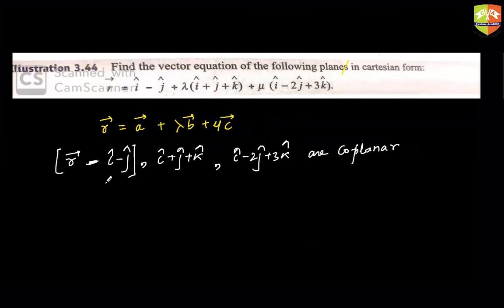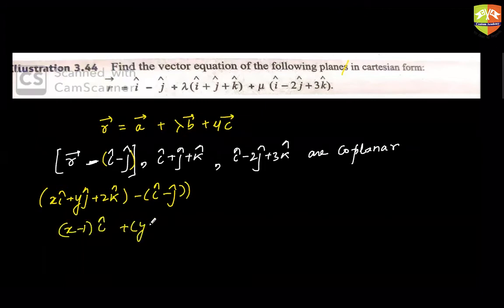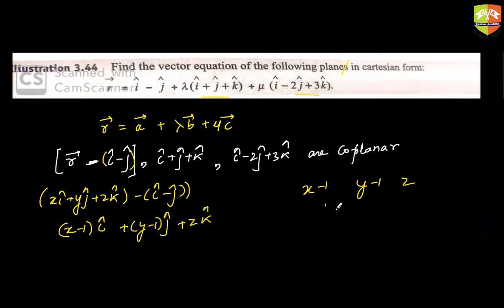So R minus A vector is coplanar to B and C. That's what I'm trying to say. So R minus A, when you write it, you can write it as X I plus Y J plus Z K minus (I minus J). When you open the bracket, it will become plus J. So it becomes (X minus 1) I, (Y plus 1) J and Z K, correct? So this will come in your first row: X minus 1, Y plus 1, Z. The other two vectors, B and C, will come in the second and third rows: 1, 1, 1 and 1, minus 2, 3.